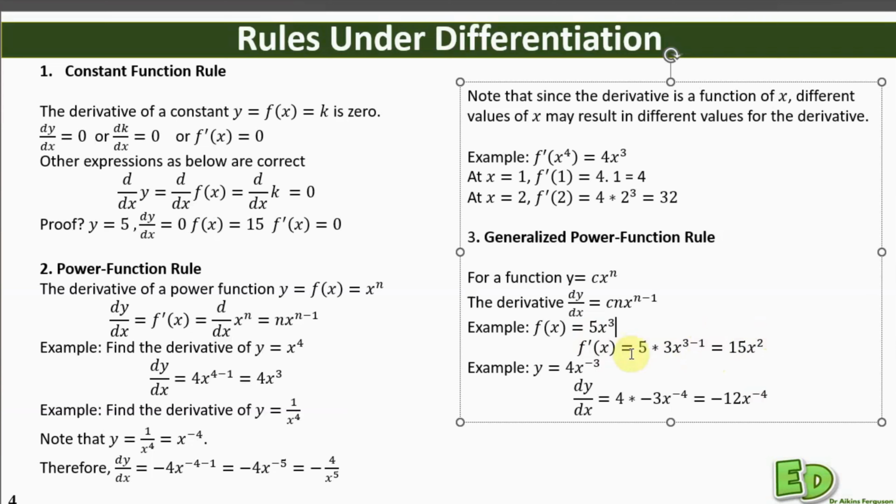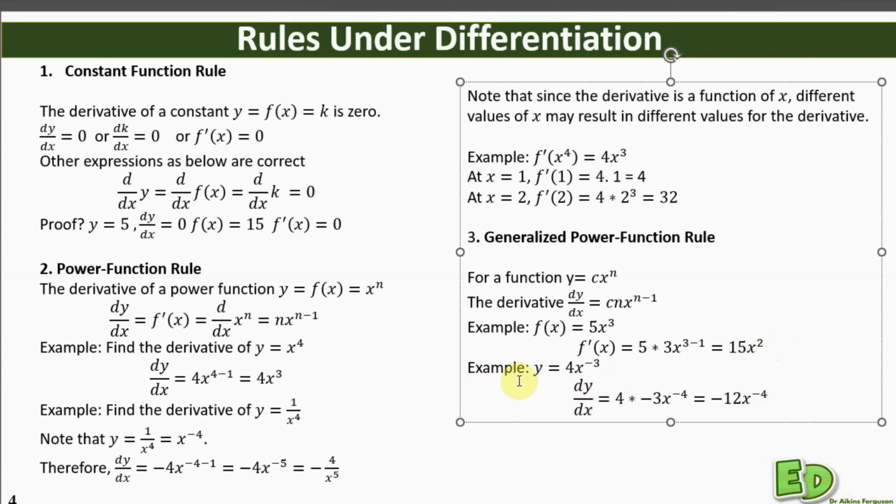You see, we multiplied by the power, then reduce the power by 1. 5 times 3 gives us 15. Then 3 minus 1 gives us 2. So the final answer is what? 15x to the second, or to the power 2. Okay.